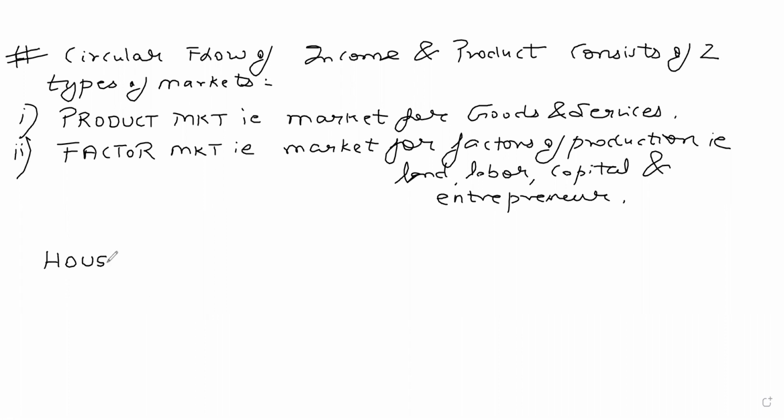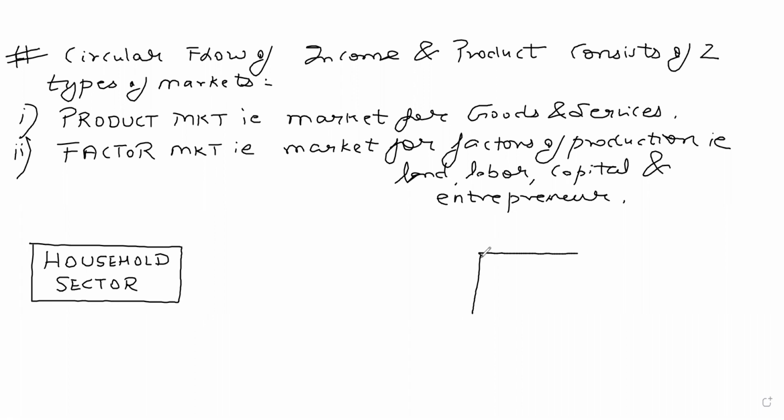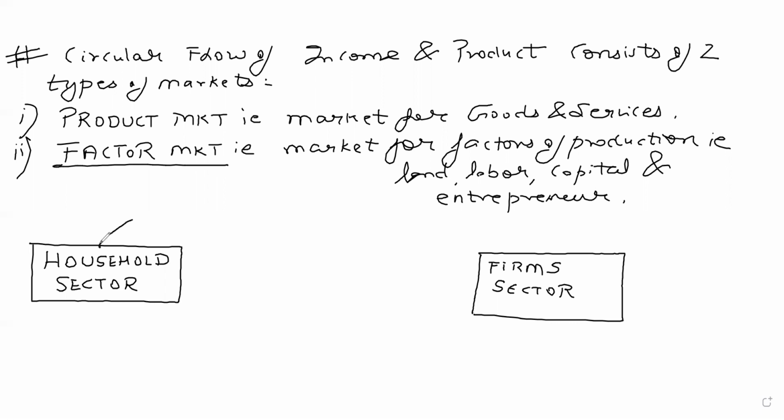So we have the household sector. This is one sector we have. And then we have another sector, which is the firm sector. Okay, first let's draw the factor market. So households are doing what? Households are supplying factor services to the firms. So I can draw an arrow like this. Households supply factor services.